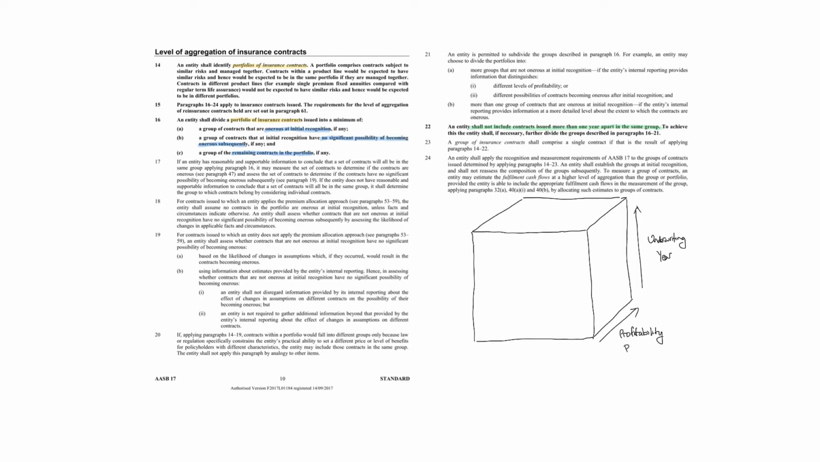Okay, in this direction, let's just say this represents our profitability buckets. And in this direction, this represents our portfolios. So I'm going to highlight the portfolios in yellow, the profitability buckets in blue, and then the underwriting year in green. Okay, so to match the highlighted segments in the standard.